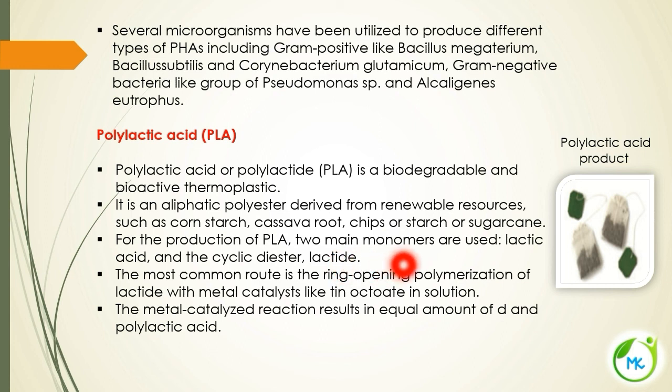For the production of polylactic acid, two main monomers are used: one is lactic acid and the other is lactide. It is made from lactide, and for the ring opening polymerization process, a metal serves as a catalyst, for example tin octoate. This is the catalyst in solution, and the metal catalyzed reaction will result in the production of polylactic acid.